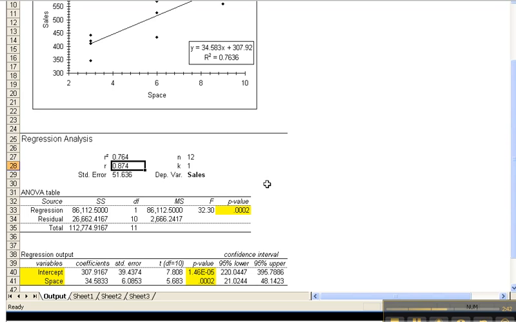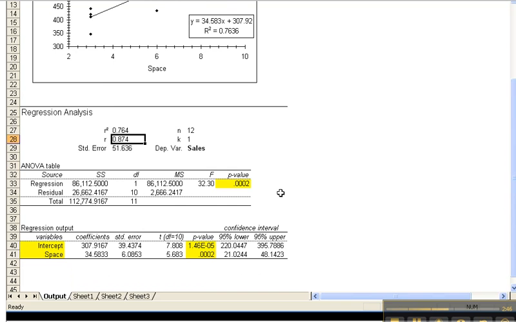The next question is what percentage of the total variation of weekly sales is explained by the single predictor space? That comes right back to your r squared. So 76.4% of the total variation of weekly sales is explained by the predictor space.